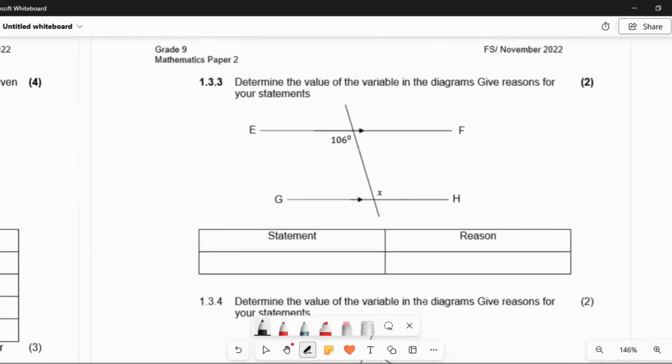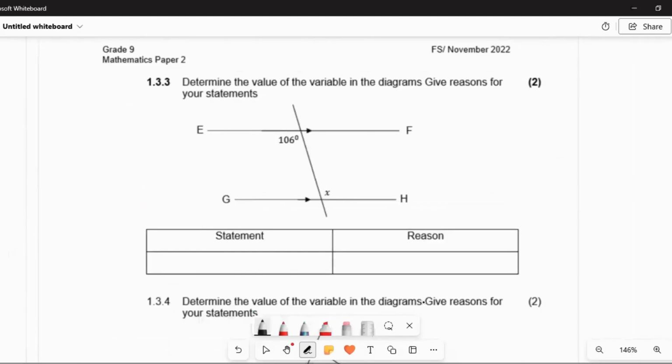1.1.3. They're saying to us now, determine the value of the variable in the diagram. Give your reasons for your statement. Again, looking here, this line there and this line here, they are what? They are parallel. They showed us, right?